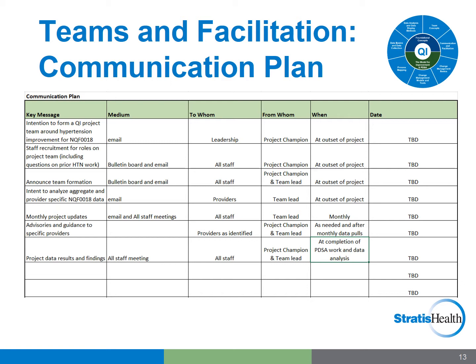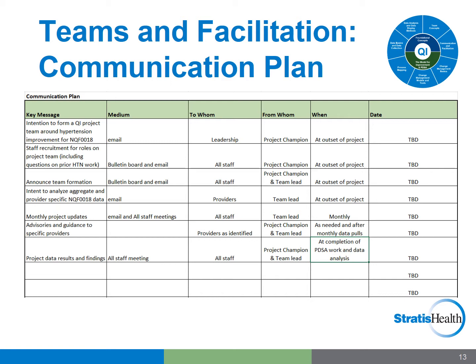Let's look at the first couple of rows that the clinic in our example filled out. The first key message will be to communicate the intention to form a QI project team around hypertension improvement for the NQF 0018 measure. This will be done via email and sent to all staff by Dr. Jane Polinsky, the project sponsor, at the outset of the project. Next, there will be a bulletin board posting for all staff informing them that the team intends to recruit staff for the hypertension project work, also to be done as the project starts up. While they already had the names in mind for the team roles, they want to be transparent and offer the opportunity for others to share their expertise and keep the clinic abreast of what is happening on the project.